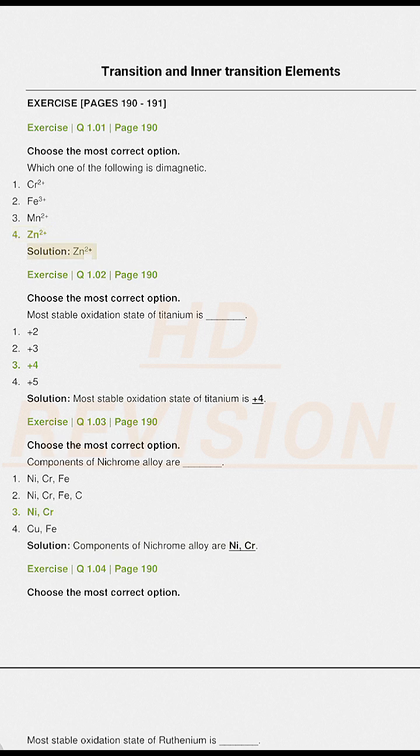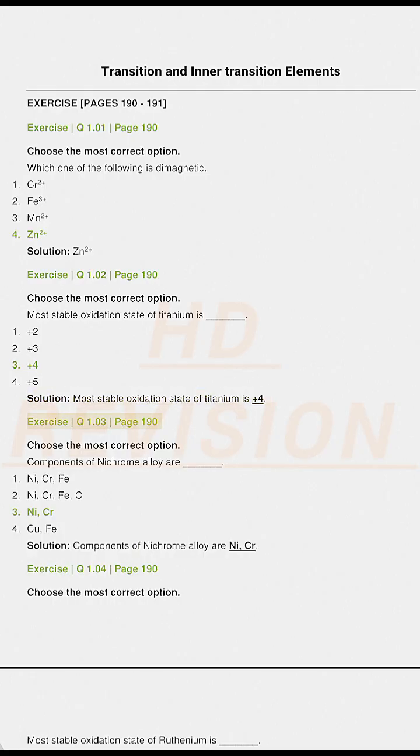Solution. Zn2+. Exercise Q 1.02, page 190. Choose the most correct option. Most stable oxidation state of titanium is _ 1. +2, 2. +3, 3. +4, 4. +5. Solution. Most stable oxidation state of titanium is +4.